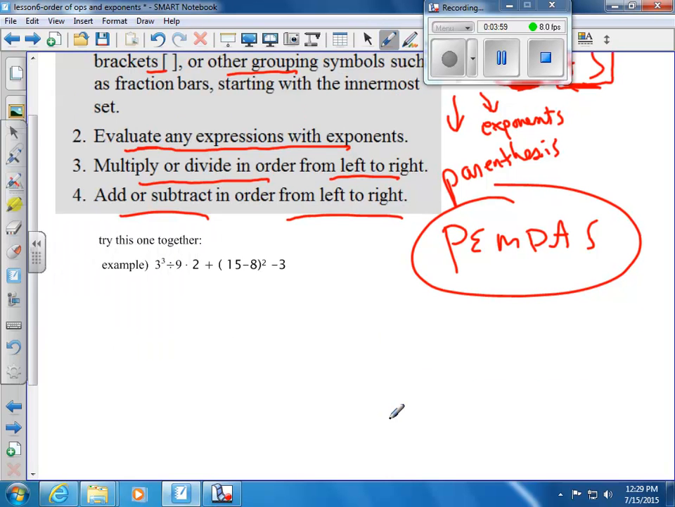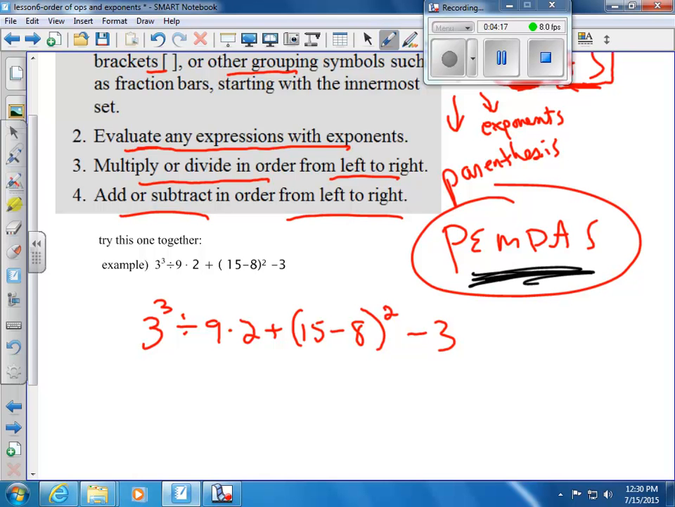So let's dive right into this example. I'm going to write it larger. 3 cubed divided by 9 dot 2, meaning times 2, plus parenthesis 15 minus 8 parenthesis squared minus 3. Okay, so according to order of operations, according to please excuse my dear Aunt Sally, you want to take care of your parentheses first. All right, so in here, 15 minus 8 is 7.